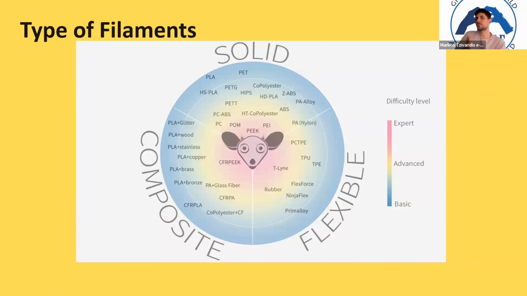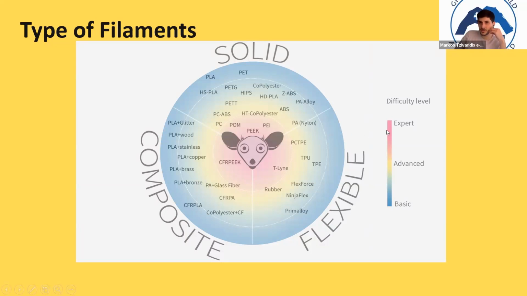Now, this picture is pretty self-explanatory. So we have the solid filaments, the flexible filaments, and the composite filaments. In the solid category, you can see the classic ones. In the flexible category, you can see filaments like TPU and TPE that we talked about before. And in the composite category, you can see a combination of solid filaments with wood, metal, glass, or other types of materials that create a composite filament with very different properties than the standard ones.